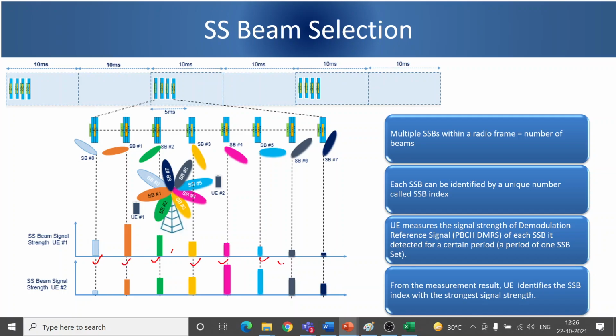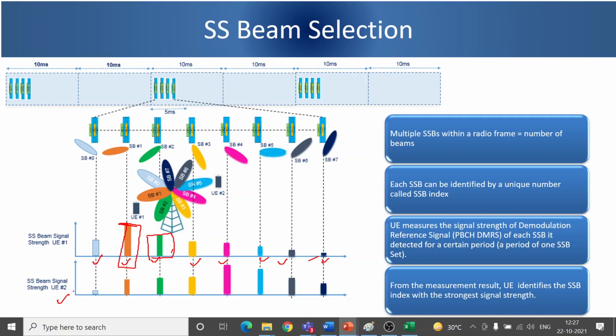But it knows that, it just measures the power. Now it knows that in this particular direction or this beam, it is getting a good signal. Here also it may be getting a good signal, right? So the next time it will just try to latch onto this and try to decode PSS and SSS.